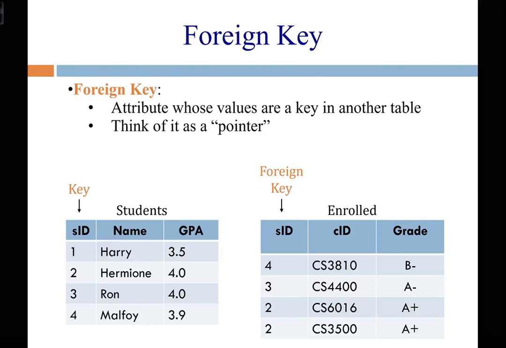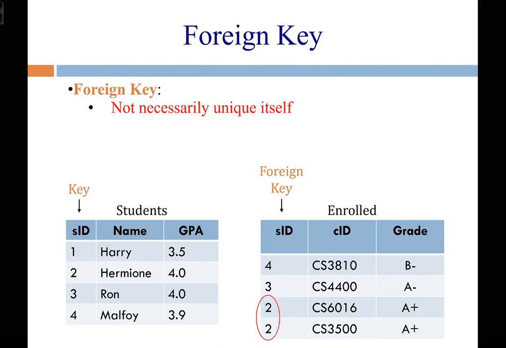It lets us specify that these references are actually references. So a foreign key is an attribute whose values are a key in another table. So in this example, SID is a key in students and it is a foreign key in enrolled. The foreign key by itself is not unique, so the term key is kind of misleading there. The foreign key does not specify a uniqueness constraint, it specifies a referential integrity constraint.